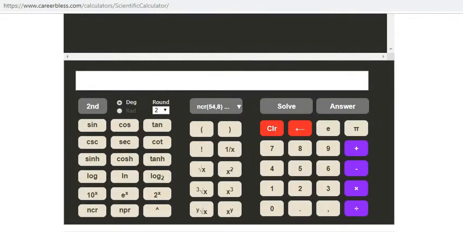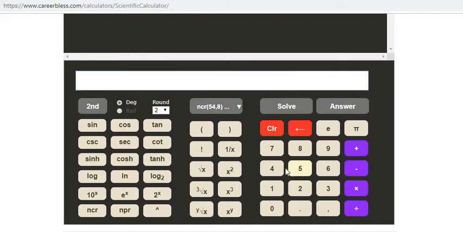Here I have a scientific calculator that I found online, and if you do a quick search you'll find several options out there. What I specifically looked for was a scientific calculator that had the combination and permutation tools. You can see here this is the combination tool and your permutation tool. So I'm going to show you how you can use the scientific calculator for both calculations, for both the expression that we had and also using the combination function. So let's look at the expression first.